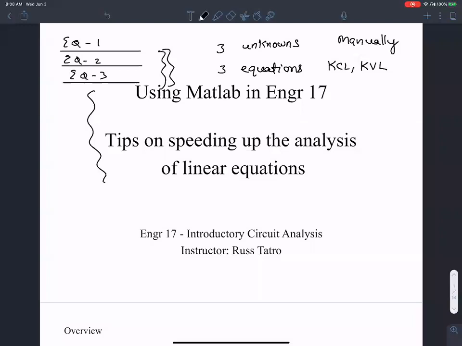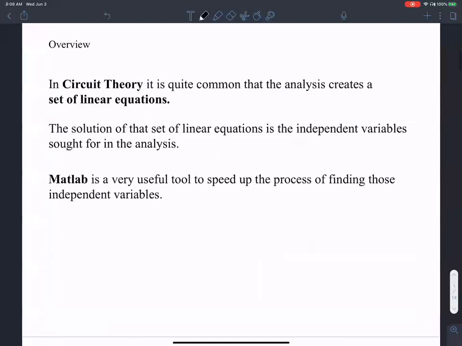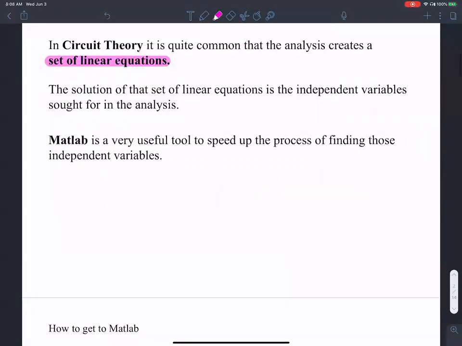Okay, now the idea is to use a MATLAB tool. It's quite common that analysis creates a set of linear equations. The solution to that set of linear equations is the independent variable sought for the analysis. So MATLAB is a very useful tool to help us in this process.